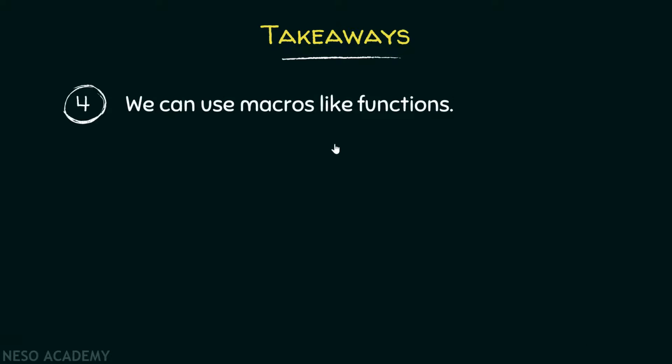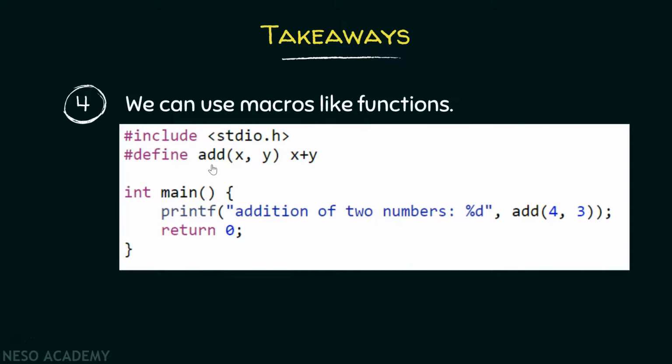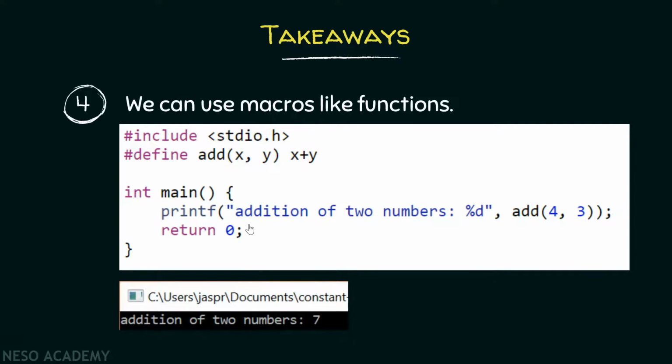Remember this thing. We can use macros like functions. For example, here you see I use ADD(x, y) just like a function, and after that I perform some operation which is x plus y. What I want to do is perform the addition of two numbers, 4 and 3. I simply call this macro, and this is going to get replaced with x plus y, which is nothing but 4 plus 3. This gives us the output as 7. Addition of two numbers is 7.